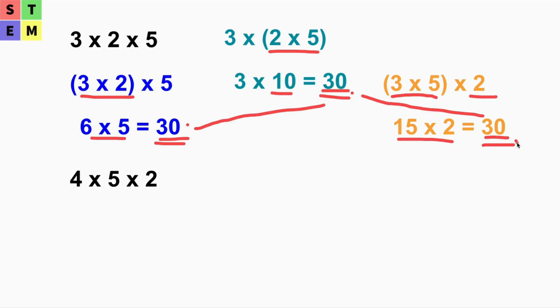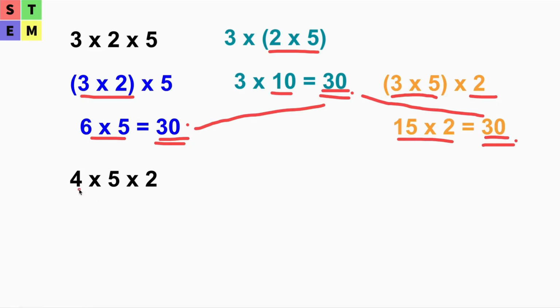That shows that no matter what order we do the multiplications in between the numbers, the results are all the same. This is what we call the associative property of multiplication, the fancy term. Let's try another example before we make the conclusion.